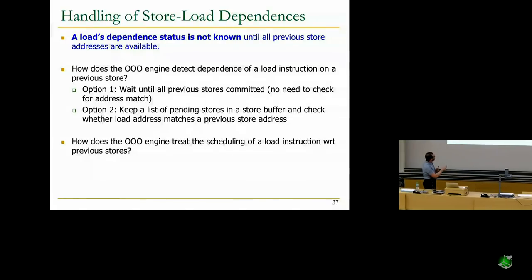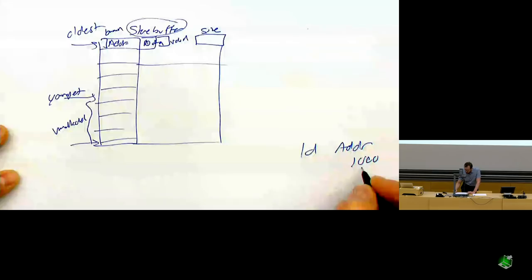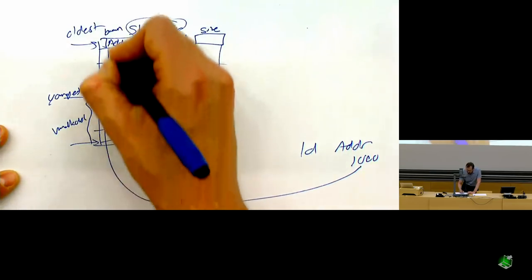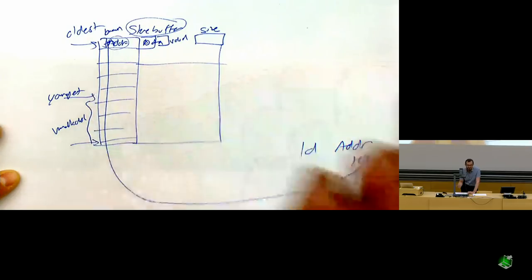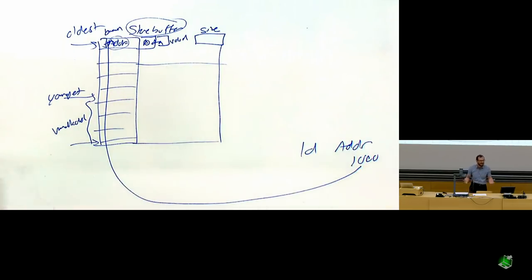Basically, when a load executes and computes its address, it needs to check the store buffer. So you have this load, let's say it computed the address 1,000. What it needs to do is compare its address to all of the addresses over here. That's one option. And if some of the addresses are unknown, too bad, we still need to decide to do something, right? Okay, let's go back. We're going to look at the complexity of this even more soon.